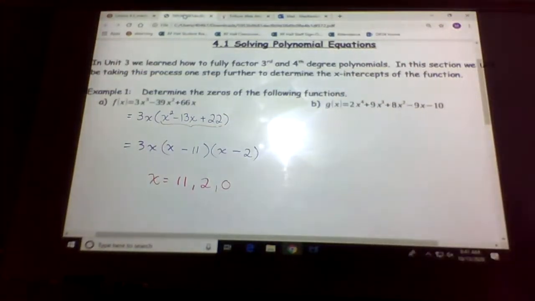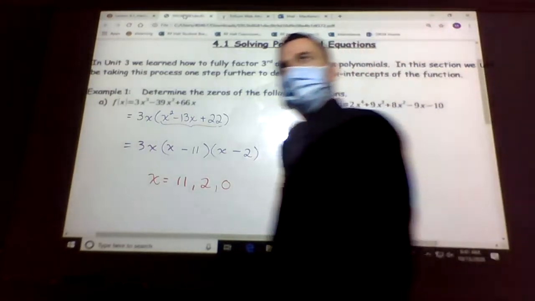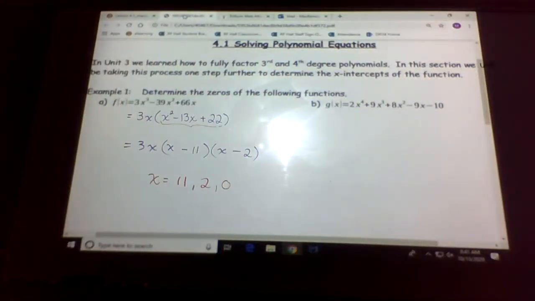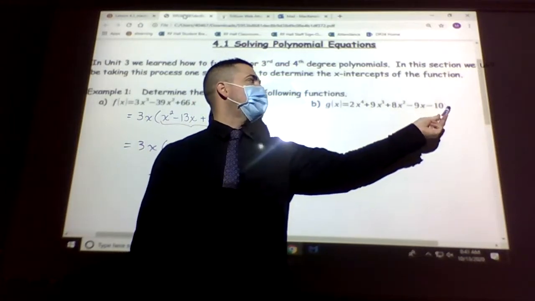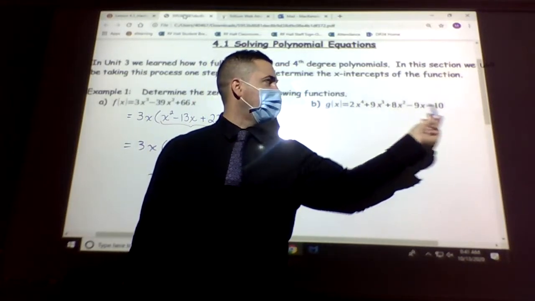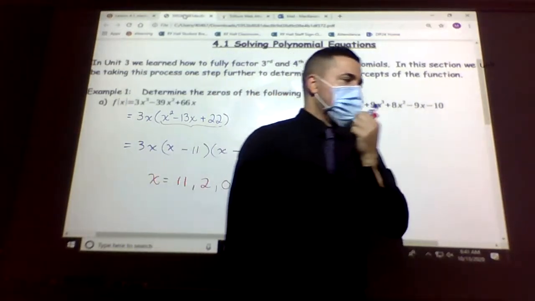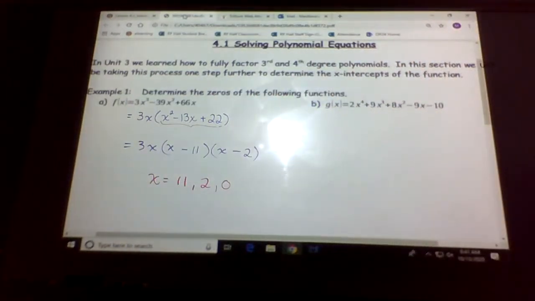Moving on to the next one. 2x to the power 4, minus 9x cubed plus 8x squared minus 9x minus 10. First step, always looking for a GCF, greatest common factor. Is there one? No, there's not. This one does not have an x, and there's no number that goes into all of these except for 1. So we can't do greatest common factor, so we have to look to divide. How many questions do I have here?